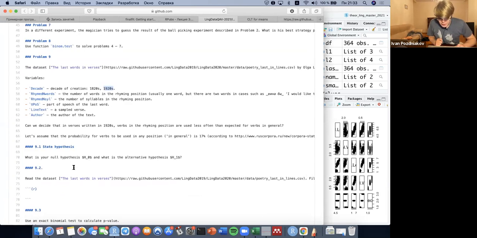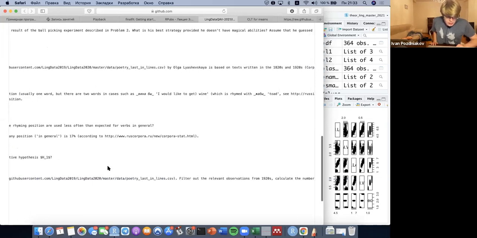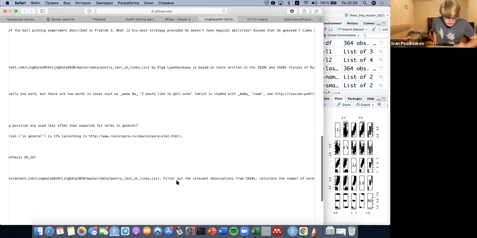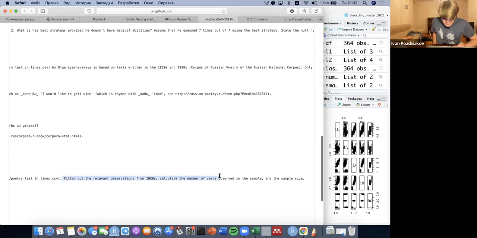We'll not focus now on a null hypothesis, but remember that null hypothesis is always about populations, not about our sample. Our sample is just a sample from the population. So be aware of that. Let's do these things at least, and I think it will be enough for today, because we are pretty much out of time.